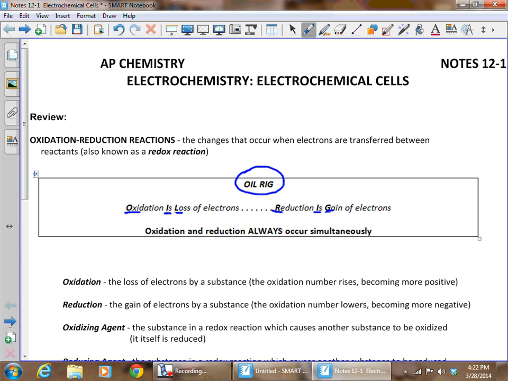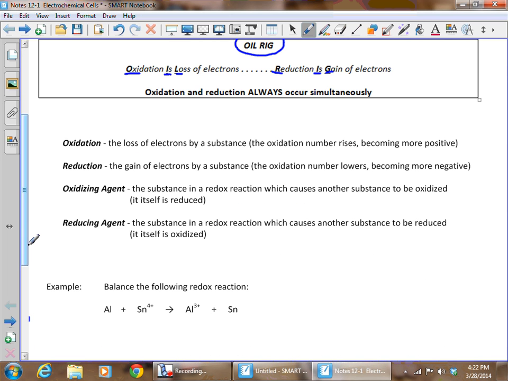Oxidation and reduction, remember, always occur simultaneously. You can't have one without the other. In order for something to gain electrons, something has to lose electrons and vice versa. So in the system, we're always going to have something that's undergoing oxidation. Remember, that's a loss of electrons. In oxidation reactions, when something's oxidizing, the oxidation number is going to rise and become more positive. Whereas in reduction, the substance that's being reduced is going to gain electrons. Since it gains those negative electrons, the oxidation number lowers and becomes more negative.